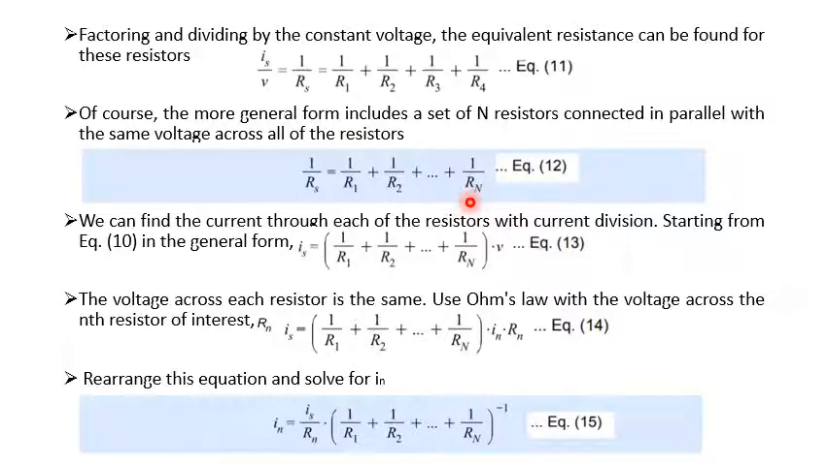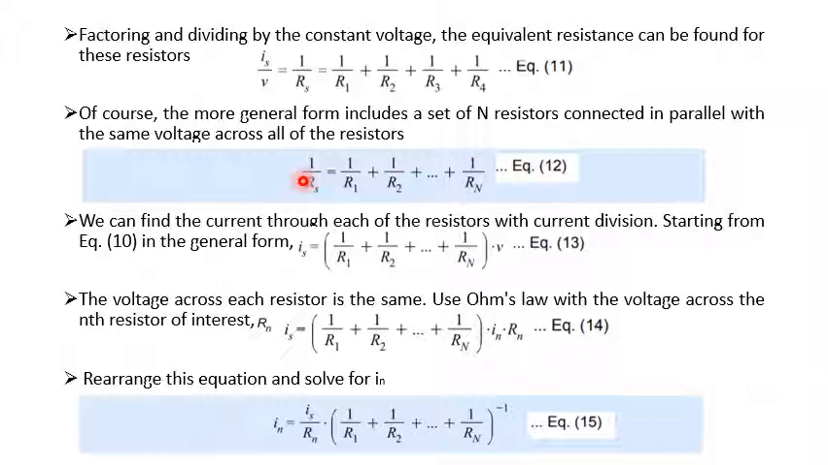So this is the equivalent value of resistance when n number of resistances are connected in parallel. In that case, the reciprocal of the equivalent resistance is equal to the sum of the reciprocals of the individual resistors. So that is the parallel combination when n number of resistors are connected in parallel.